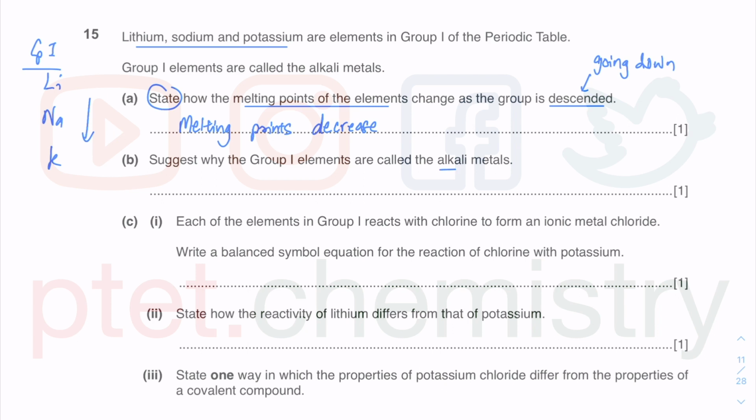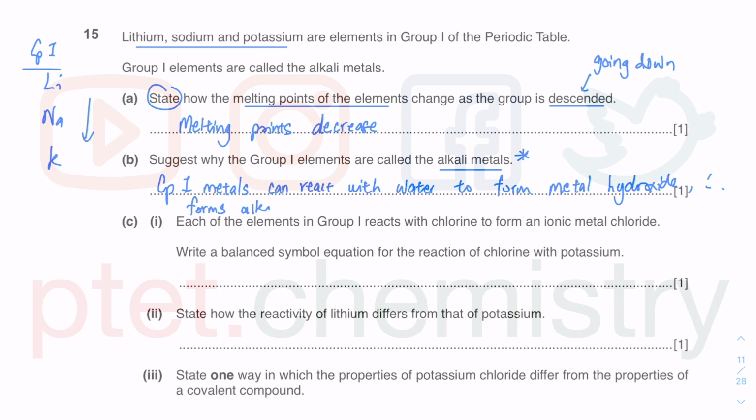Now, why do you call the group 1 metal as alkali metal? If you think about group 1 metal, they can react with water. They can react with cold water to form metal hydroxide. And guess what? Anything that contains hydroxide therefore forms alkaline solution. Alkaline solution means your pH is above 7, is greater than 7. So therefore, it is an alkaline solution because the hydroxide give you the alkaline solution where the pH is above 7.